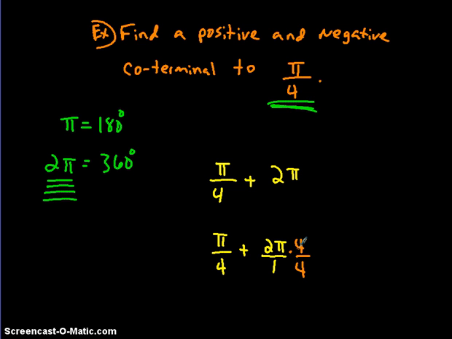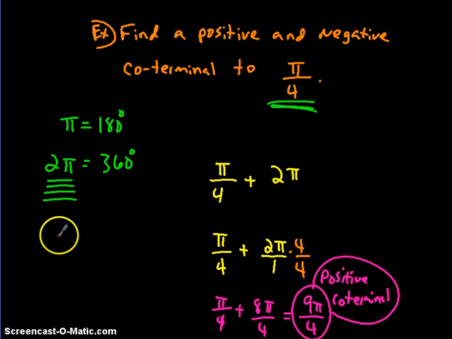And what we know is if I did multiply that by 4 over 4, you should wind up having pi over 4, and that's going to be plus 8 pi over 4. So I have pi over 4 plus 8 pi over 4. Well, that's going to be 9 pi over 4. So a positive coterminal to it is 9 pi over 4.